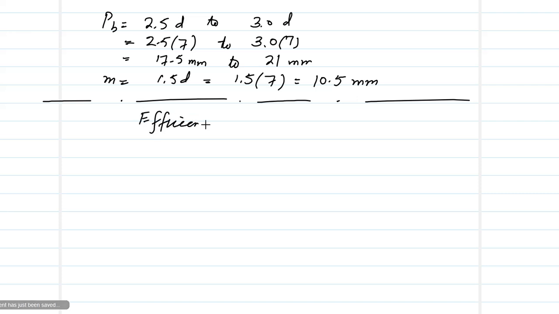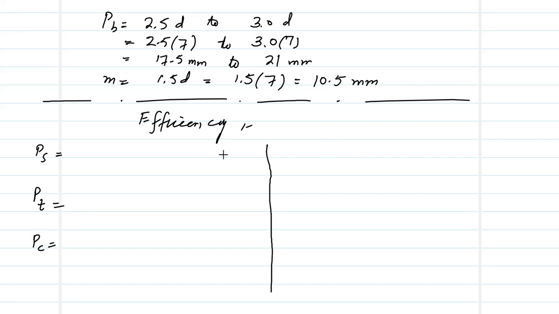Efficiency. For that, I just draw a dividing line like that, or we just have to find loads. So we have to find shear load, tensile load, and crushing load. Clear? This is for the lap joint, okay? And for the butt joint, we also have to use shearing load, tensile load or crushing load.